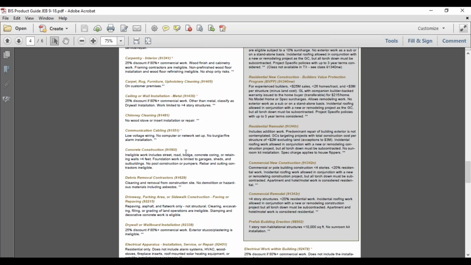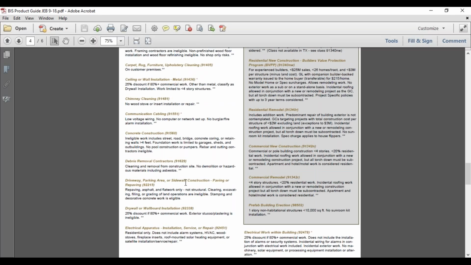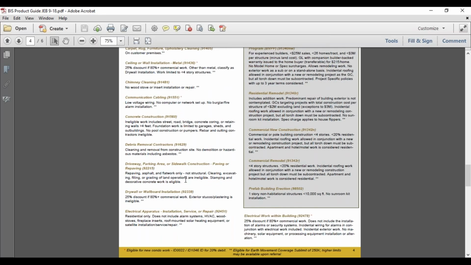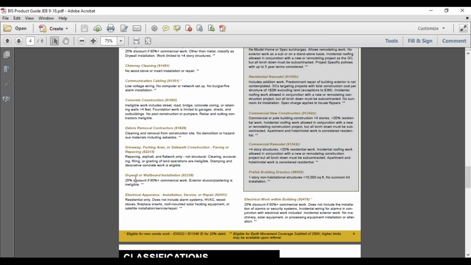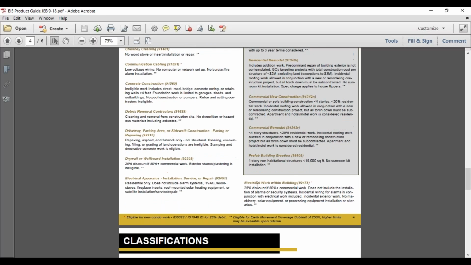ineligible types of work are listed here. But if they're doing some sort of gazebo in a landscaping situation or something like that, that's fine. We write a lot of the driveway, parking area, sidewalk construction guys. So not on major streets or something like that, but if they're doing individual driveways and all that, that's usually acceptable. Drywall or wallboard installation guys.